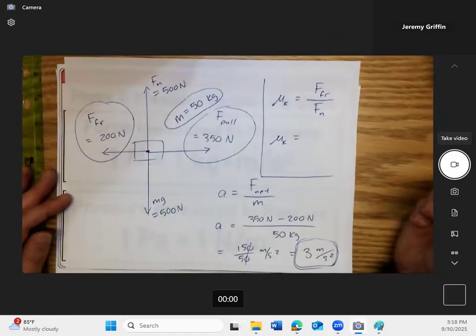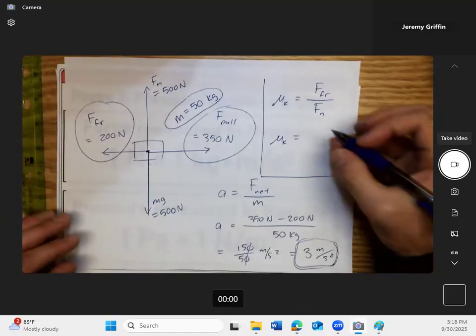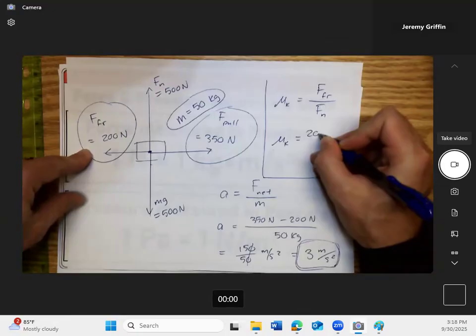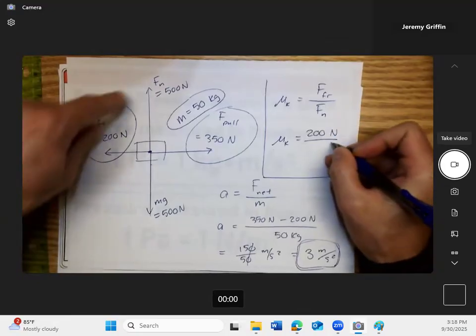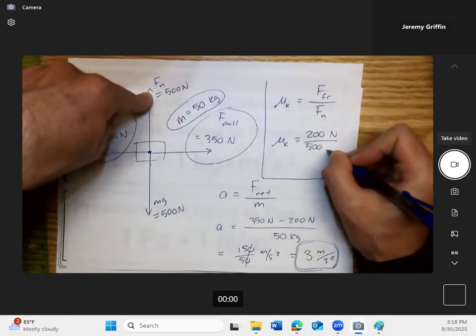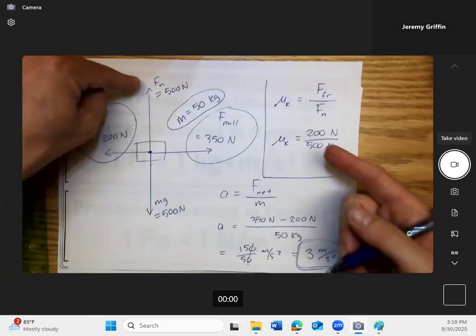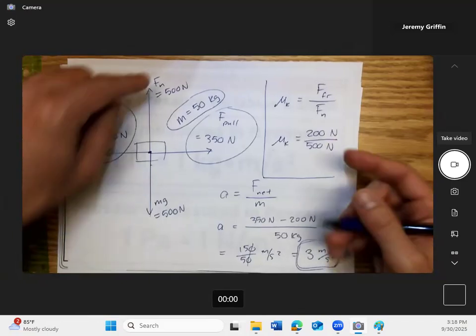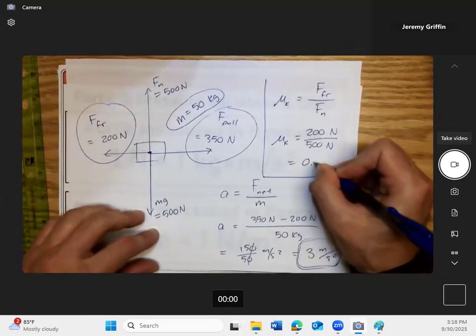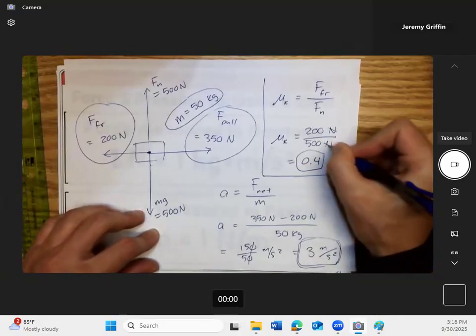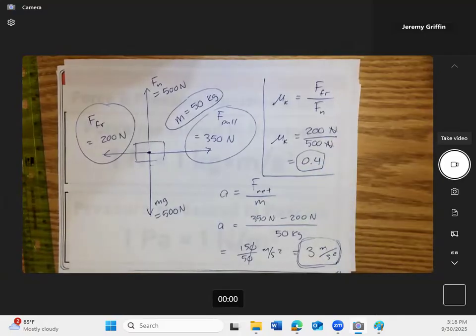2.5. 0.4. Yeah, 0.4. This is this 200 Newton friction force divided by this 500 Newton normal force, right? Which you didn't need before, but you do need now to solve this question. Yeah, 2 over 5, that's like 0.4. The Newtons cancel. 0.4. It's the coefficient of friction.